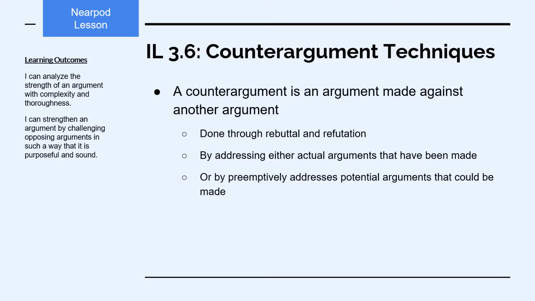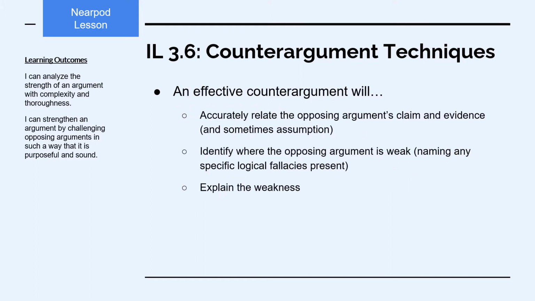A counterargument is just an argument made against another argument. This is done through using rebuttal and refutation. Counterarguments are made by addressing either actual arguments that have been made or by preemptively addressing potential arguments that could be made. An effective counterargument will accurately relate the opposing argument's claim and evidence, and sometimes the assumption, identify where the opposing argument is weak, naming any specific logical fallacies that are present, and explain the weaknesses.